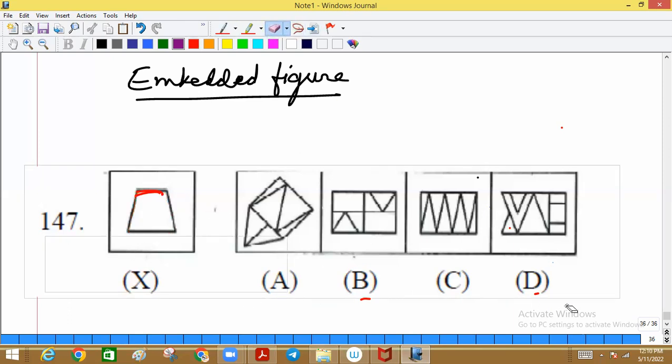Now, you tell me, based upon common sense, in which option is it embedded? A, B, C or D? The answer, C. Let's see where it is embedded. If I take this one, okay, this is embedded, right? Same.